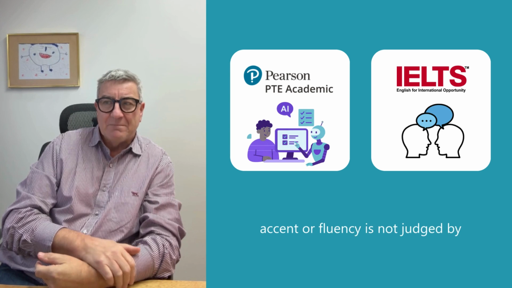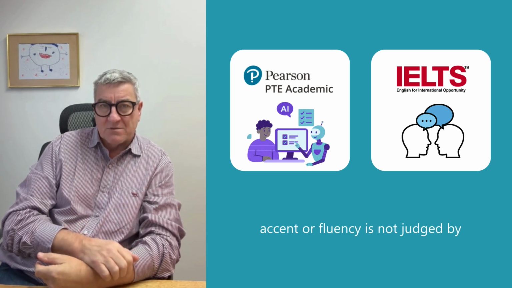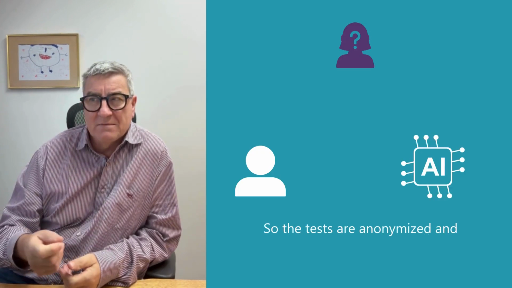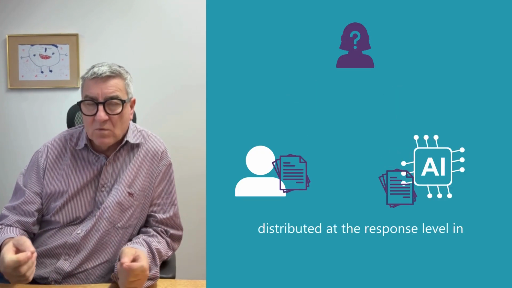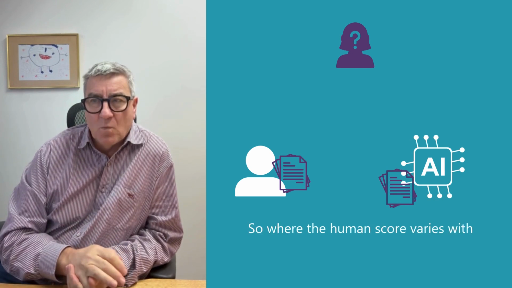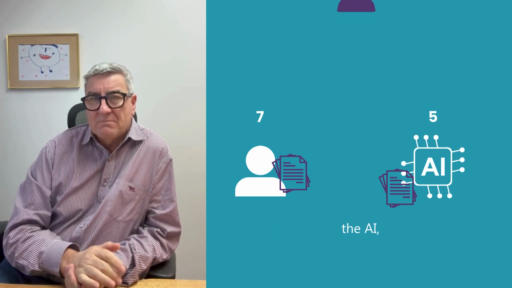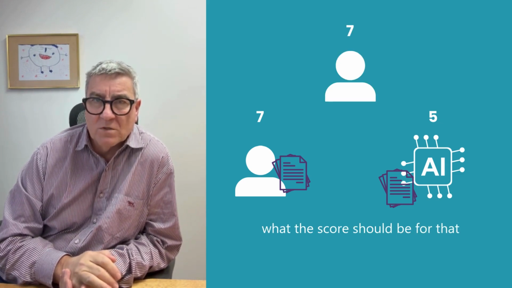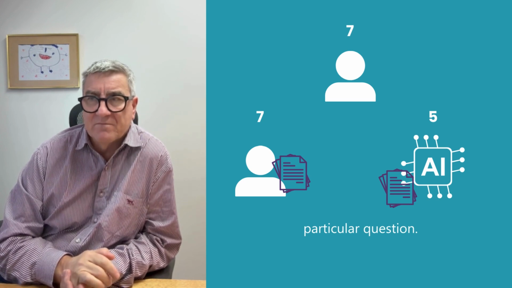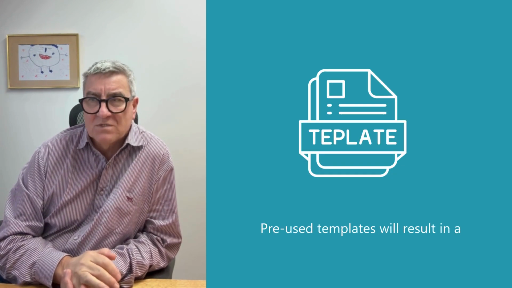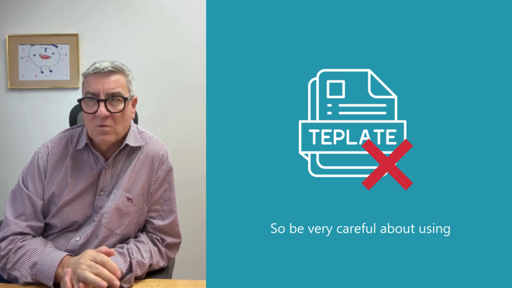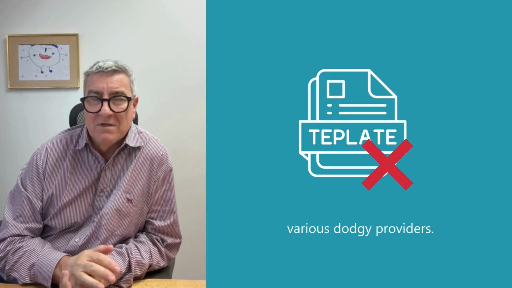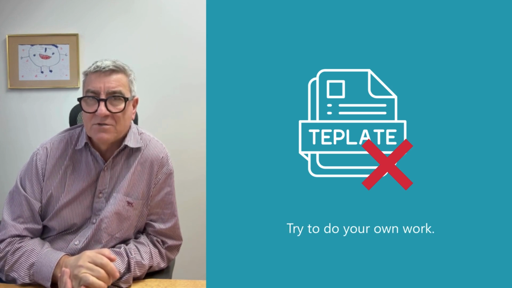Importantly, accent or fluency is not judged by humans. This is done using AI. The tests are anonymized and distributed at the response level to the markers. Where the human score varies with the AI, then a second human will decide what the score should be for that particular question. Pre-used templates will result in a score of 0, so be very careful about using answer templates from various dodgy providers. Try to do your own work.